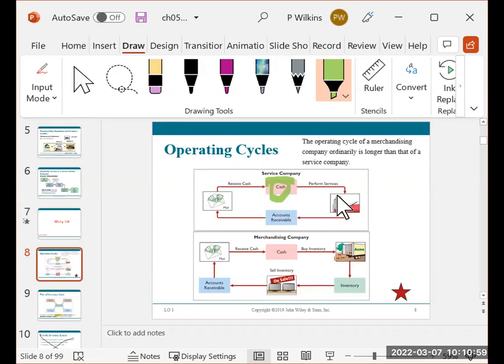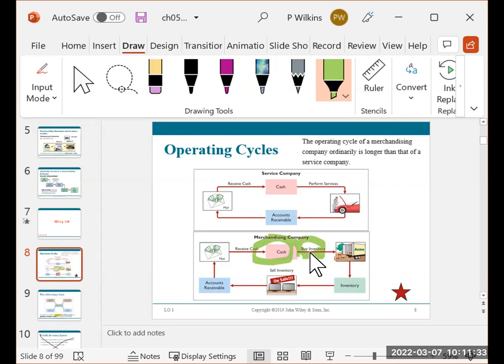So generally what happens is it starts here with providing the service. Then you bill your customers, accounts receivable. The money is mailed to you and it becomes cash, and then you continue to provide your service. So if you don't get paid from your customers, you can still pretty much keep going as a service provider. Now, as a merchandising company, the cash is the key aspect you have to have, because you need the cash to buy the inventory.